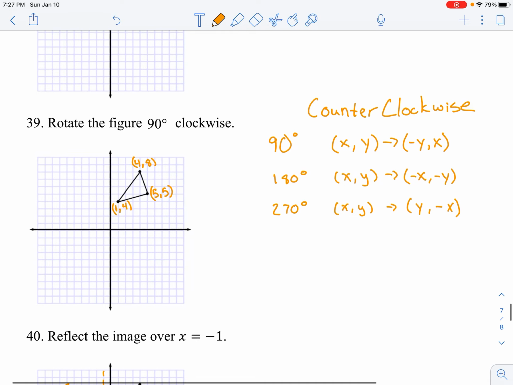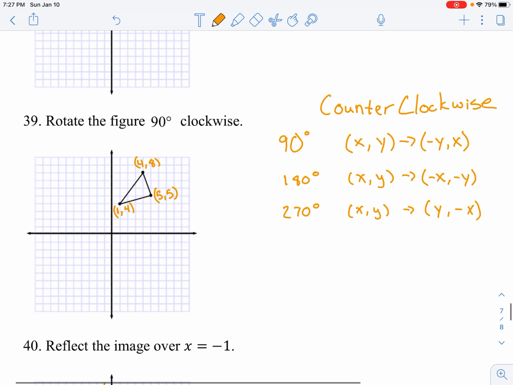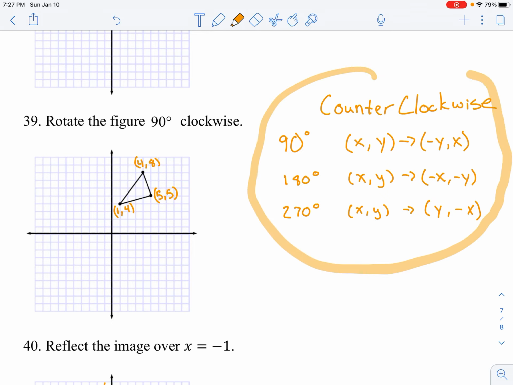For the next one, it says rotate the figure 90 degrees clockwise. This is important. This is something that I would say everybody should write down right now. So if the video needs to be paused, we can pause the video and make sure everybody has these written down. These need to be memorized for the semester test if you plan to get this question correct.